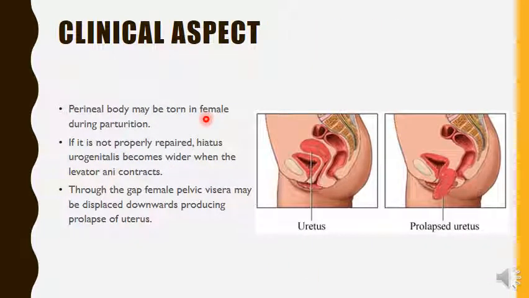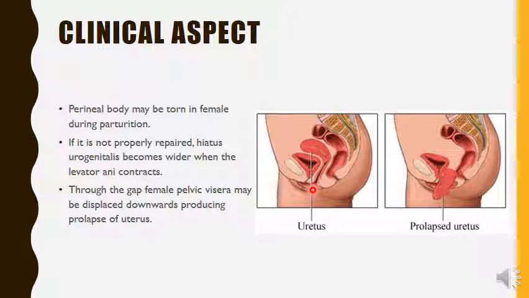One important clinical aspect related to this is that the perineal body may be torn in females during parturition. So this is the normal alignment. This is the urogenital hiatus in the females, right? So the perineal body is present in between the urogenital apparatus and the anorectal junction, right?